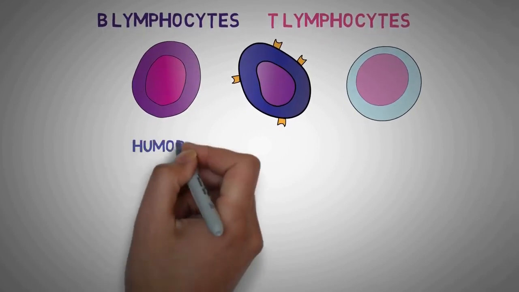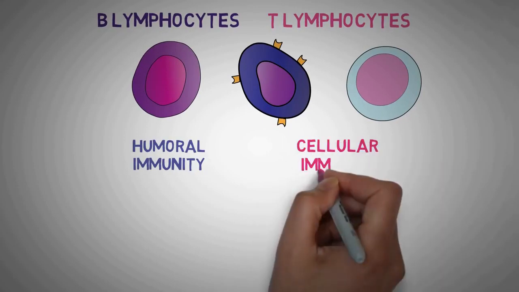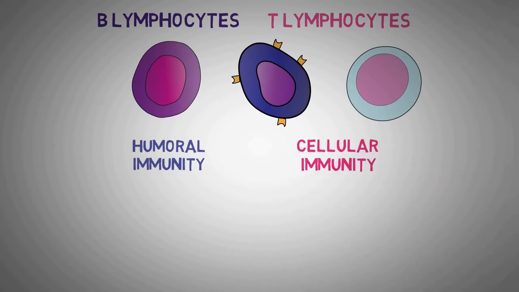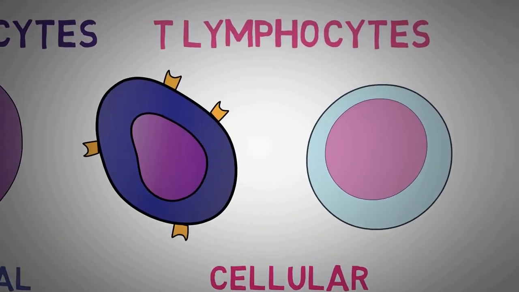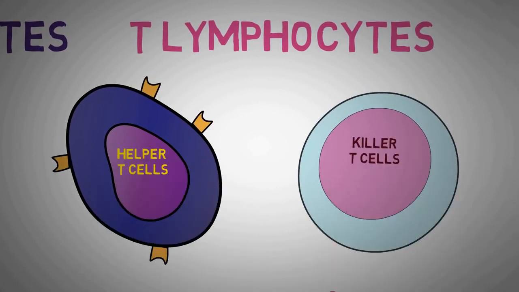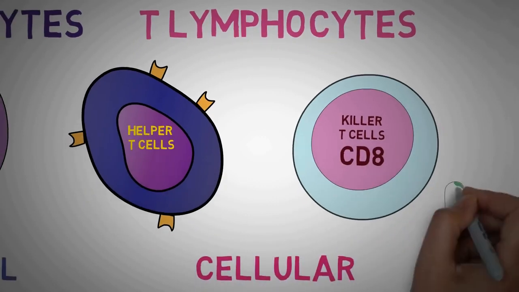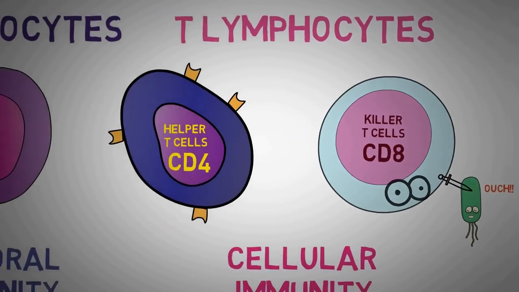The adaptive immune system is divided into two main types: the humoral immunity, which is due to the B lymphocytes, and the cellular immunity, which is due to the T lymphocytes. The T lymphocytes are again divided into two major types, the helper T cells and the cytotoxic or the killer T cells. The cytotoxic or the CD8 T cells have a major role in killing the pathogens by directly interacting with the invading microbes, whereas the helper T cells or the CD4 T cells have an indirect but a very important role in our immune system.